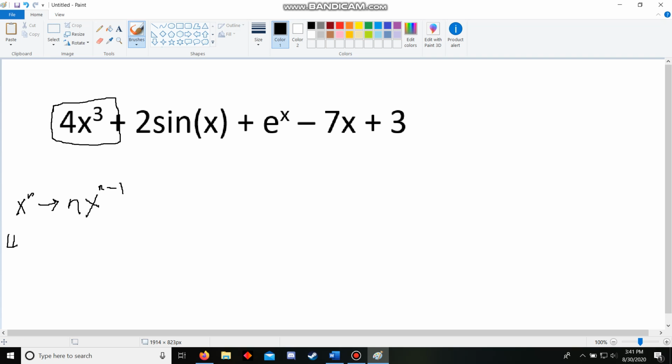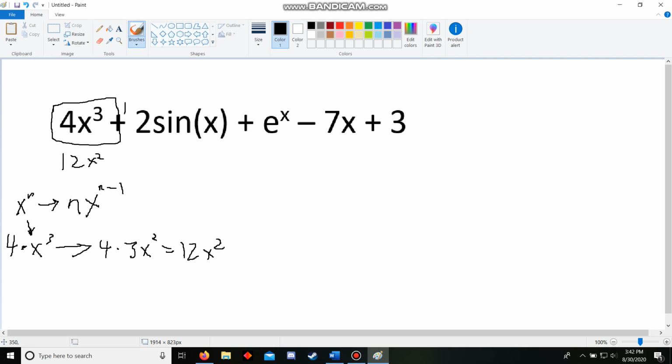We would treat this 4 separate from everything else, times x cubed. And you would want to help them identify that this x to the n represents this x cubed here. So this would become 4 times, we bring down that 3, x to the 3 minus 1 is 2, which equals 12x squared. So the derivative of this is 12x squared.